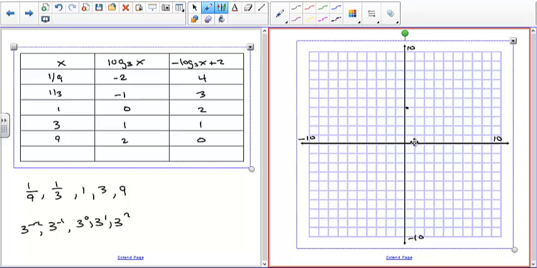Then for x equals a third, which is about right here, you get 3. So that goes right there. For x equals 1, you get 2. So that goes there. For x equals 3, 1, 2, 3, you get 1. For x equals 9, you get 0. And then you can kind of draw a line through these things.